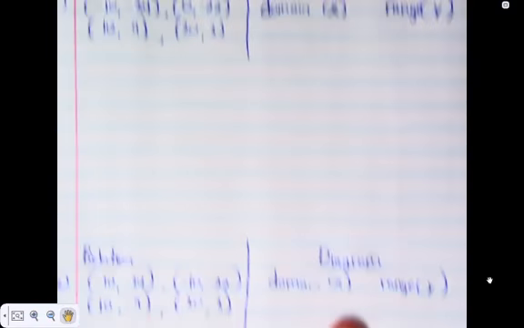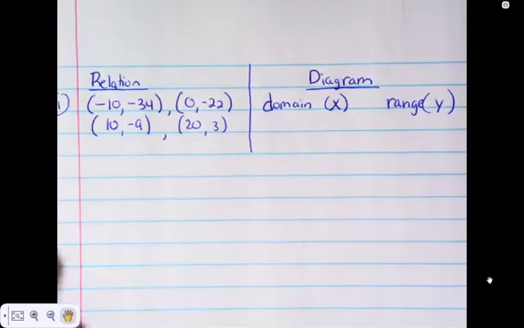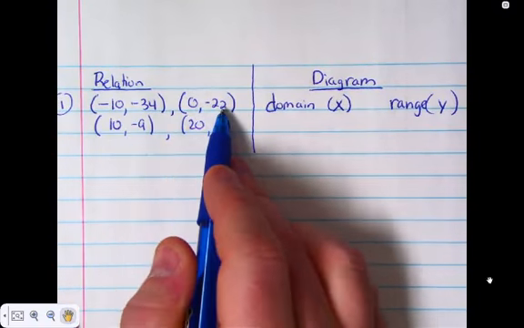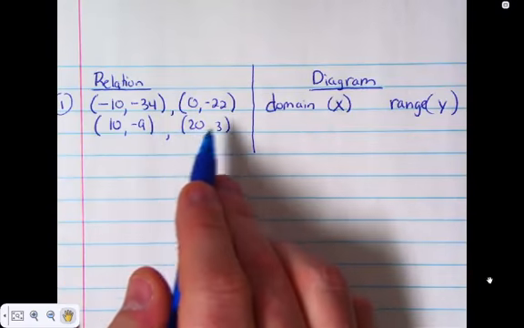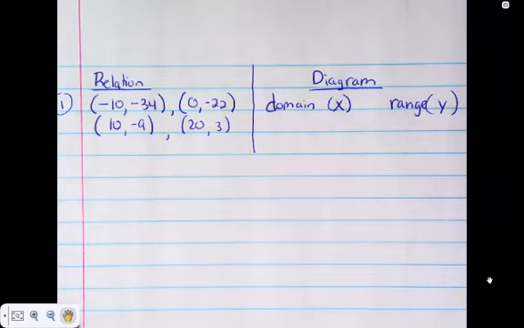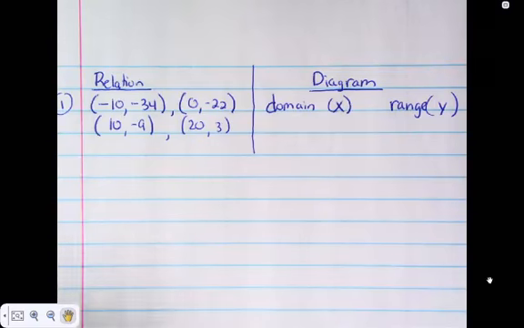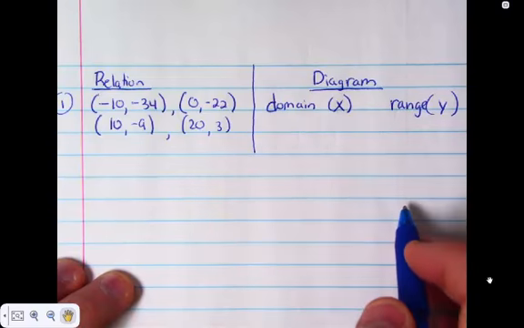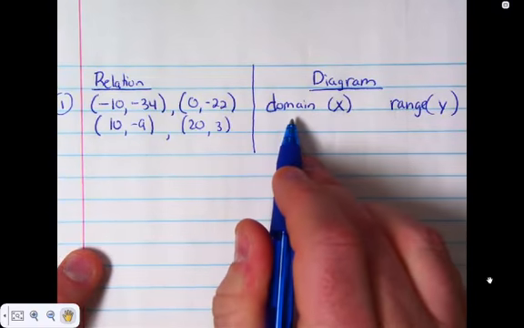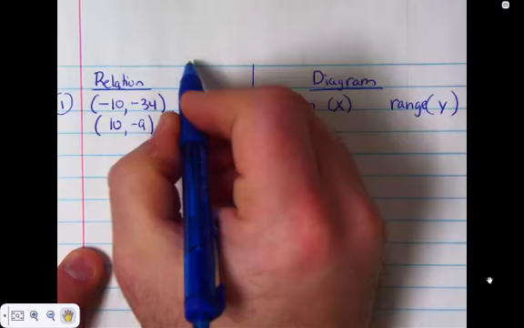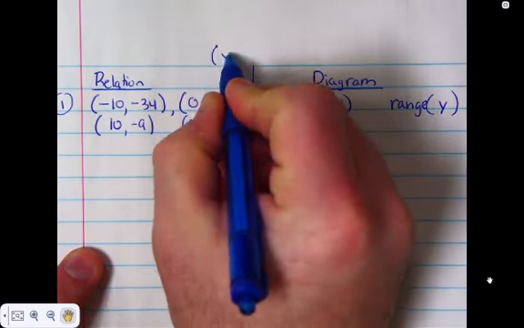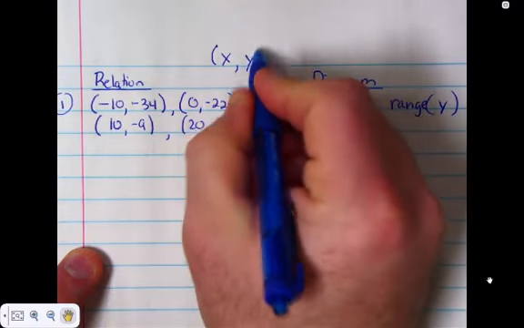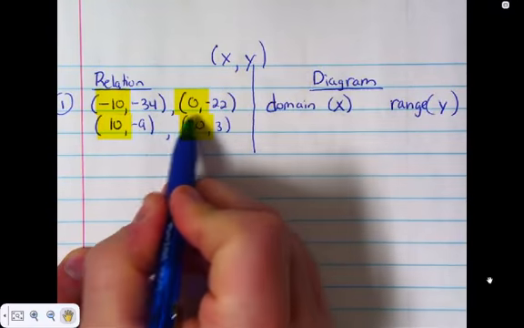So, for example, let's go to example 1. Here's my relation. I've got (-10, -34), (0, -22), (10, -9), and (20, 3). Now my question is, is this representative of a function? Over here we have our domains and our ranges, and I'm going to list each domain and each range. The domain numbers are my x's, and if you remember, when we have ordered pairs, the x's are the first number, and our y's, which are also called our ranges, are our second numbers. So all of these first numbers here are our domains.